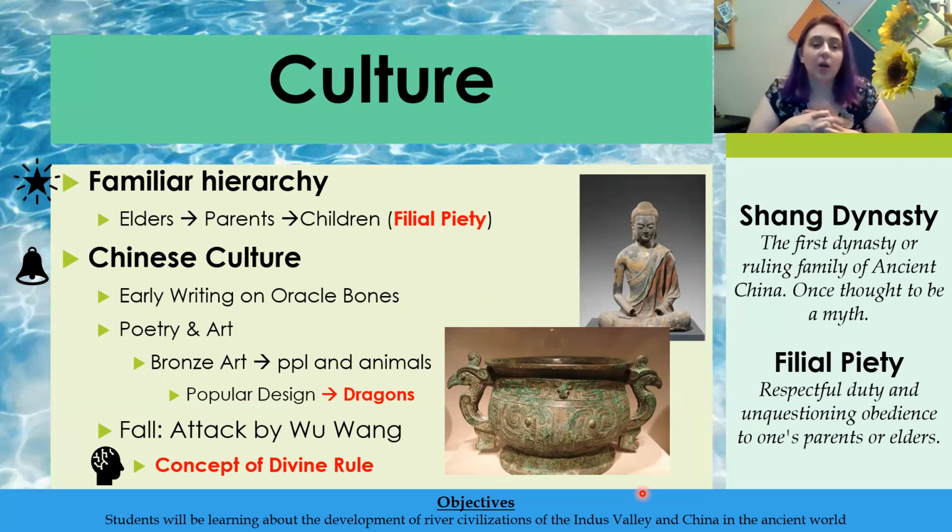So eventually it would come to an end. It was attacked by Wu Wang, who was a rival rebel leader who started his own dynasty. What you'll find when it comes to China is not that China itself disappears as a civilization, but that each dynasty falls and another one rises as different things happen.